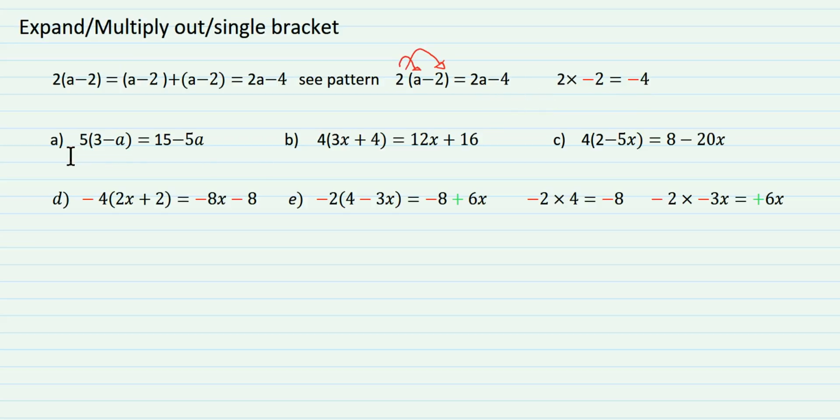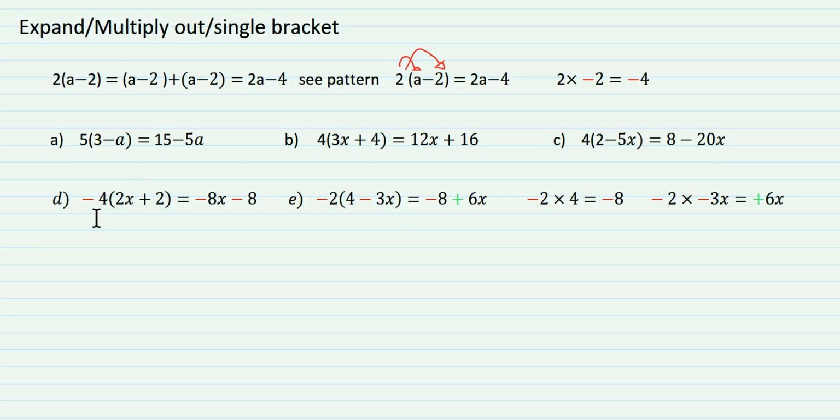Okay, now we're going to look at several examples. 5 into 3 minus a. Okay, 5 times 3 is 15. 5 times minus a is minus 5a. 4 into 3x plus 4. 4 times 3x is 4 times 3 is 12x. 4 times 4 is 16. Okay, 4 into 2 minus 5x. 4 times 2 is 8. Okay, and 4 times minus 5x is minus 20x.